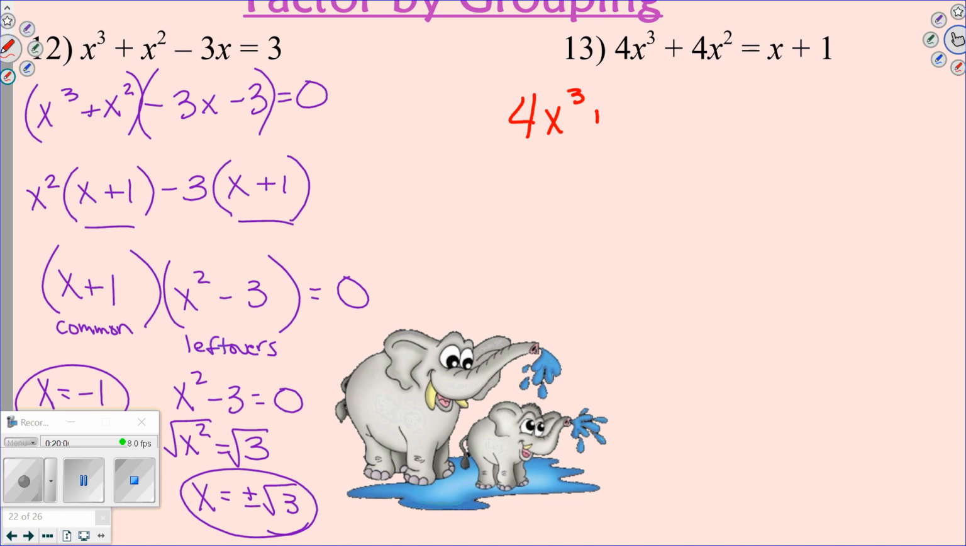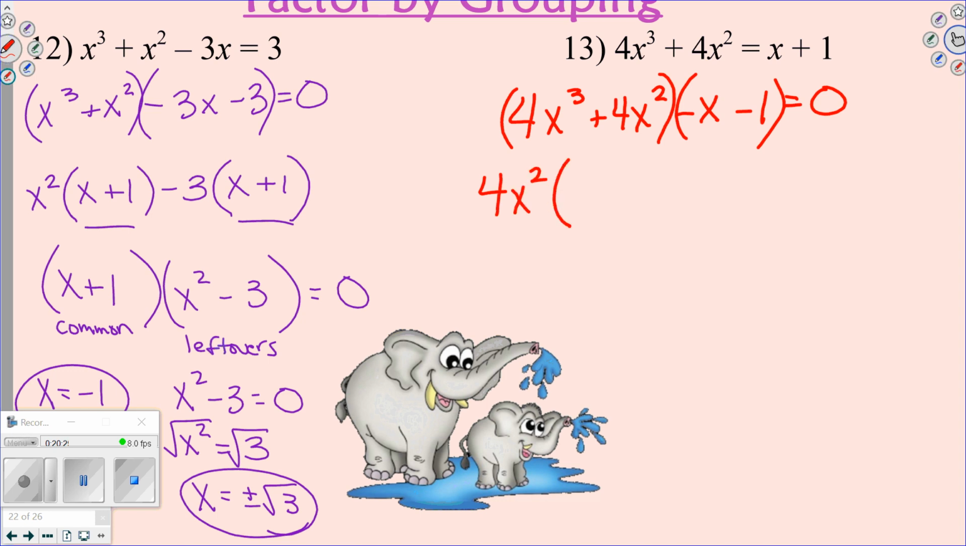So 4x cubed plus 4x squared minus x minus 1. All right, we see we got 4 terms, so that's grouping. First 2, last 2. GCF in the first set? Just x squared? 4x squared. We're left with x plus 1. GCF in the second set? What's GCF here? Thank you. Left with x plus 1.